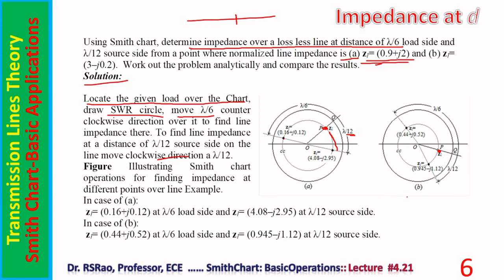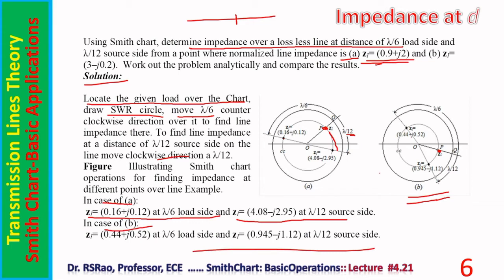That impedance represents the impedance at a distance of lambda by 12 source side from the load point on the line. Same is the case when line impedance ZL is 3 minus J 0.2, that is, in case of B, same thing. In case of A, this is ZL at lambda by 6 load side, and ZL at lambda by 12 source side, at a distance of lambda by 12 towards the source side. So these are the results which were obtained from the Smith chart.